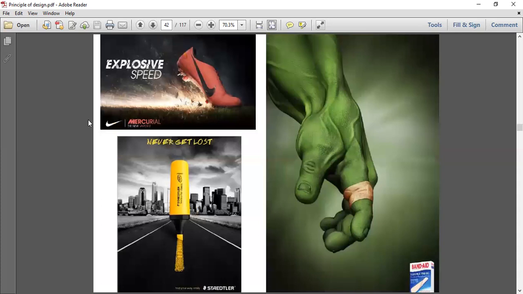Now, there are a few other examples in terms of branding or ad purpose, of how emphasis really works. Over here, a highlighter in the bottom space, with its color and surrounding areas, has created a sense of emphasis. On top, there is a shoe, which is creating a sense of emphasis. On the right hand side, there is the hand of Hulk with this Band-Aid, which is giving us a very strong feeling about that Band-Aid.